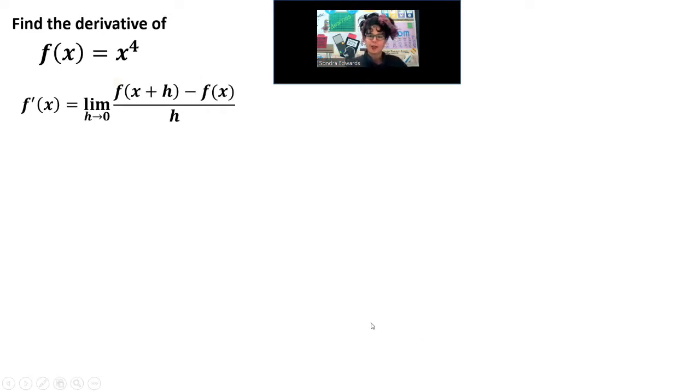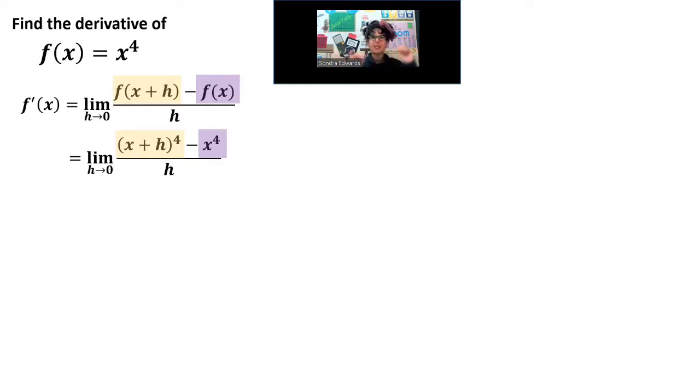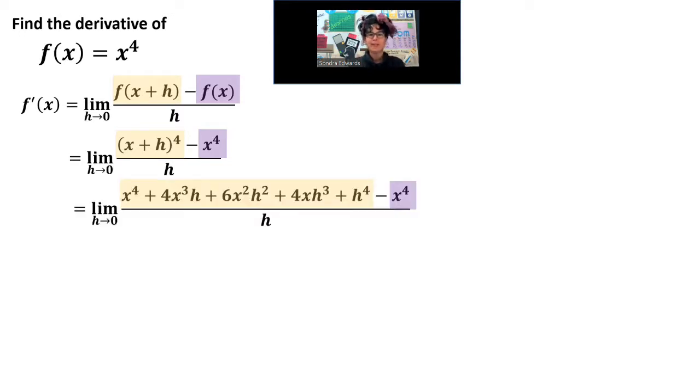So we want to find f of x plus h and f of x and make a substitution. f of x plus h just means I go into my function and replace every x in the function with x plus h. So this became x plus h to the fourth power, and f of x was x to the fourth. So I made that substitution. The next thing I have to do is expand x plus h to the fourth power: x plus h times x plus h times x plus h times x plus h. And after we do that, we get this.